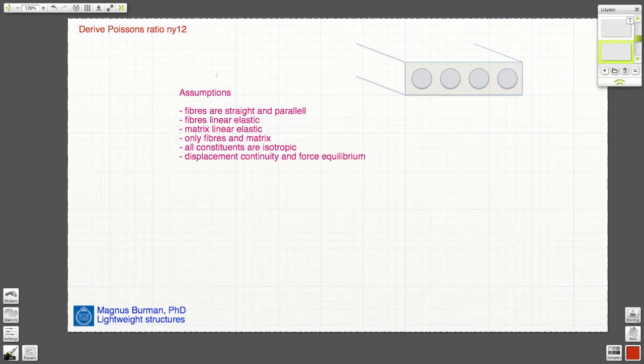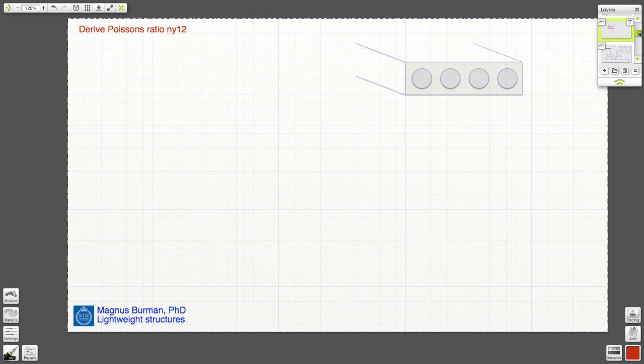Okay, so we're back with the fourth video on derivation of the micromechanical properties of a representative volume element. Now I included a small drawing rather than my sketch. So we are assuming one layer, a lamina, where we have fibers embedded in a matrix. All the fibers are straight and parallel to each other, and both the matrix and the fiber are linear elastic, and the constituents of these two are also, of course, isotropic. We assume displacement continuity and force equilibrium as previous. So we can take that away now.